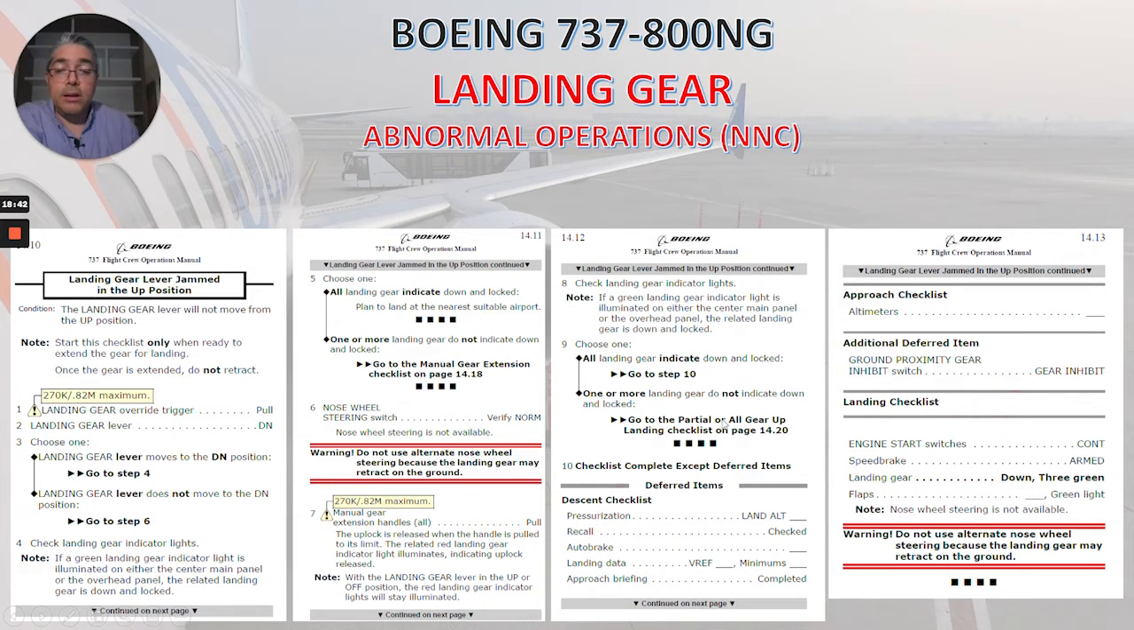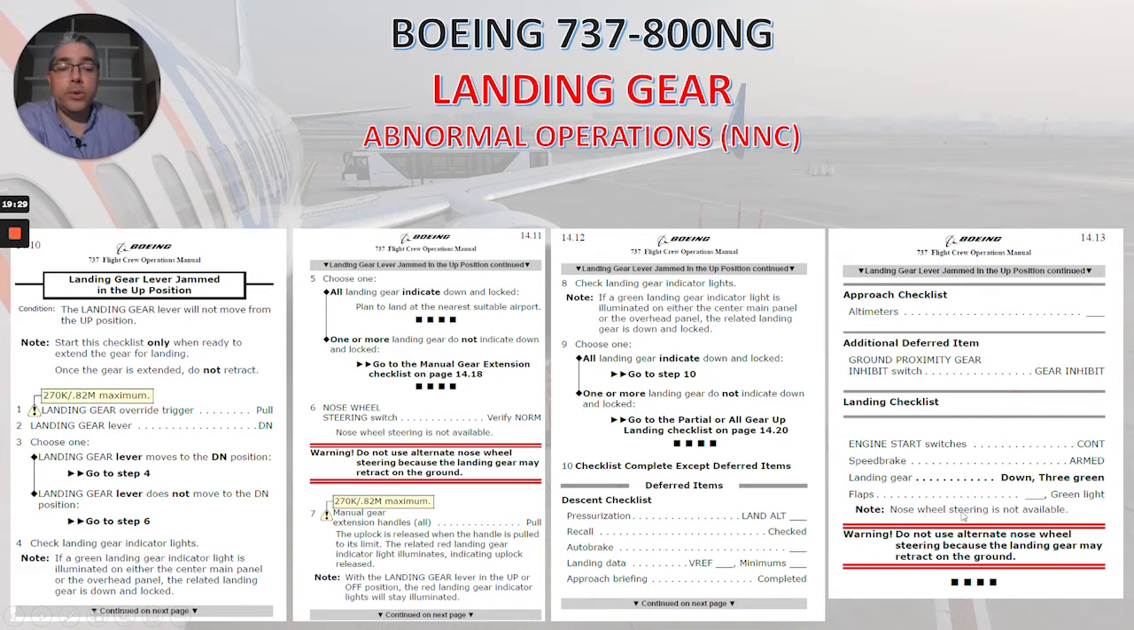We'll go to step 10, which says checklist complete except deferred items. The deferred items, so we'll complete the descent checklist, approach checklist, additional deferred item, ground proximity gear inhibit switch, gear inhibit, and then the landing checklist. We'll make sure the gear is down, 3 green.